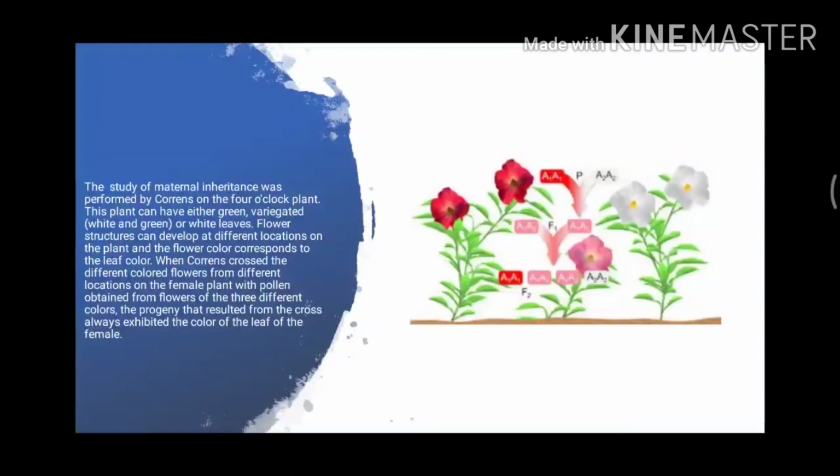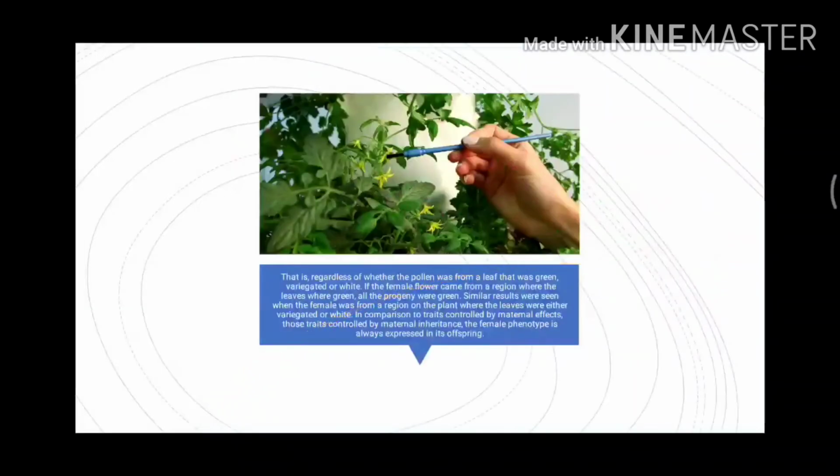This plant can have either green, variegated, which is white and green, or white leaves. Flower structures can develop at different locations of the plant, and the flower color corresponds to the leaf color. When Correns crossed the different color flowers from different locations on the female plant with pollen obtained from flowers of the three different colors, the progeny that resulted from the cross always exhibited the color of the leaf of the female. That is regardless of whether the pollen was from a leaf that was green, variegated, or white.